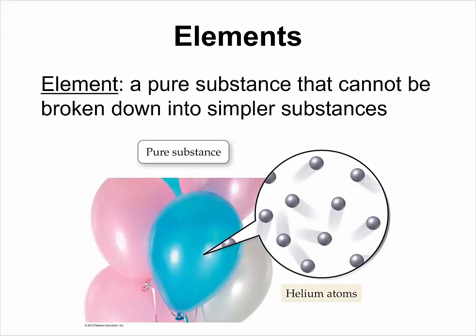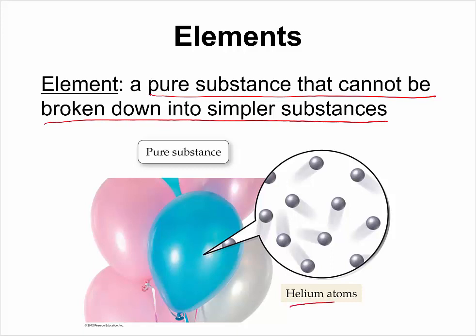Now, we know that there are two types of pure substances. So what is an element? An element is a pure substance that cannot be broken down into simpler substances. For example, helium atoms. There is nothing you will get that will be different if you break helium, an atom of helium, into two. You cannot get any new matter from it.